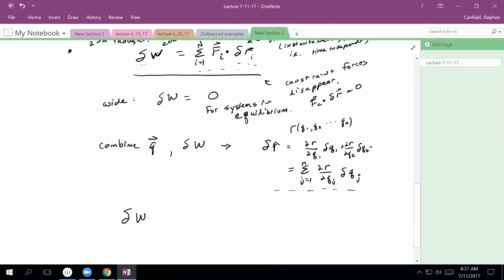And that allows me to write my virtual work in terms of the generalized coordinates. So the total virtual work on the system is the sum for i equal 1 to capital N of my F sub i dotted with the virtual displacement, right? But now I'm going to replace that with my virtual displacement written in terms of my generalized coordinates. So it's going to be dotted with the sum for j equal 1 to little n of the partial of r sub i with respect to q sub j times virtual q sub j. And if the system is in equilibrium, that equals 0.